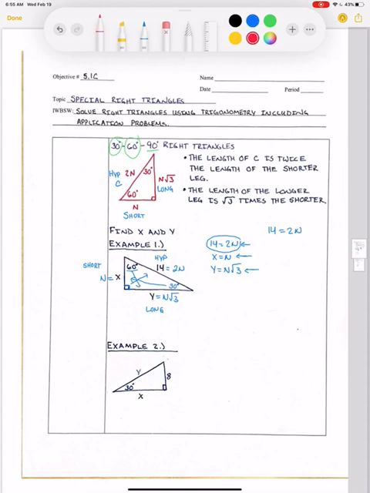To solve, we divide both sides by 2. This crosses out, and I have n equals 7. Great. Now that I know that n equals 7, I'm going to plug it in here and here. Wherever I see n, I'm just going to put a 7. So x is going to equal 7, and y is going to equal 7 times the square root of 3.